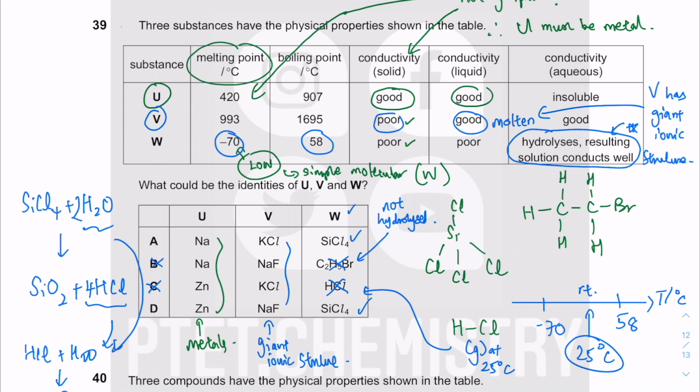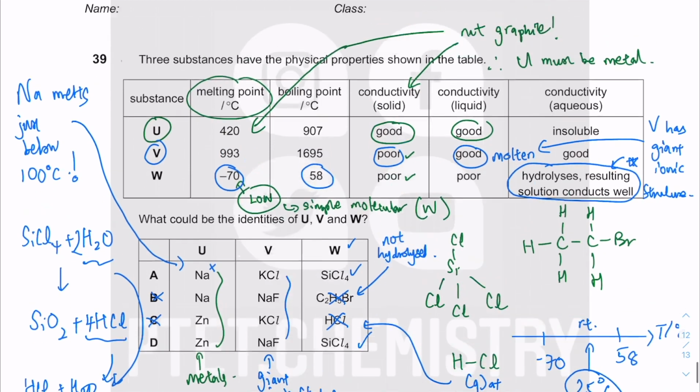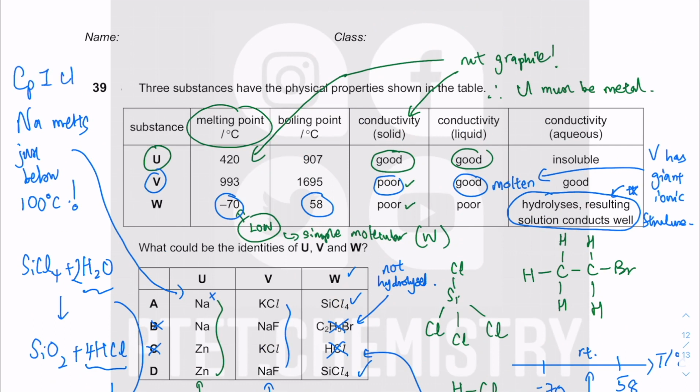So W is done. U and V. U and V. Okay, now I know. It cannot be sodium because sodium melts just below 100 degrees Celsius. This is something you will learn as part of Group 1 Chemistry. If you look in the syllabus, Group 1 Chemistry is an O-level syllabus. So Group 1 does not melt at that high temperature for sodium. Sodium melts just below 100 degrees Celsius quite easily. So U cannot be sodium, and therefore this answer must be D.